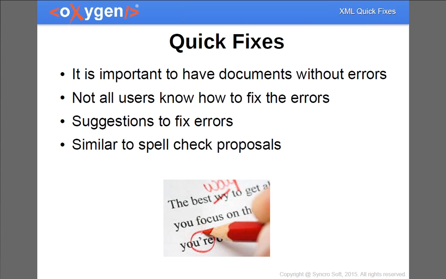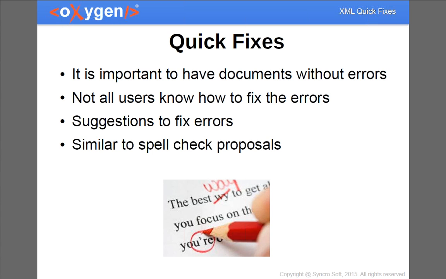It is important to have documents without errors, but not all users know how to fix the errors, and even if they know, it would be better to have a proposal or a suggestion to fix them. So quick fixes are in fact suggestions to fix the errors. You can see them as similar to the spell check proposals. If you have a spelling error and you don't know the correct spelling of the word, it's easier to select it from the proposals. It's harder to fix it if you don't have a proposal.